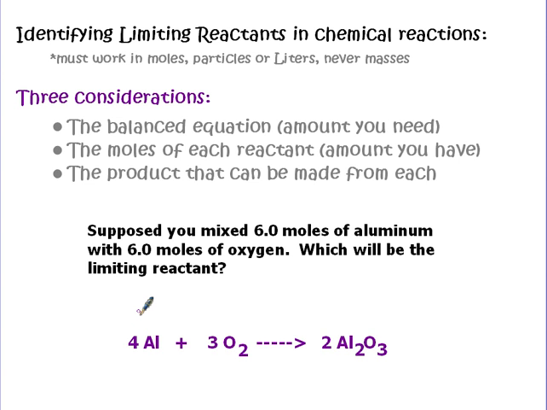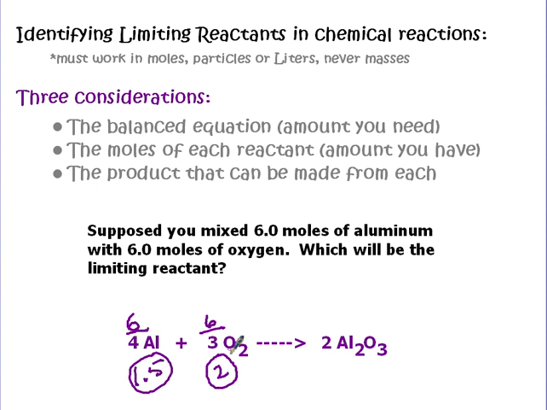So, I know that I have 6 moles of aluminum, right? And I have 6 moles of oxygen. So 6 divided by 4 here, I think this comes out to 1.5, doesn't it? I took 6 divided by 4. 1.5 reactions I can make from this. 6 divided by 3, that's 2. I can make 2 reactions from that.